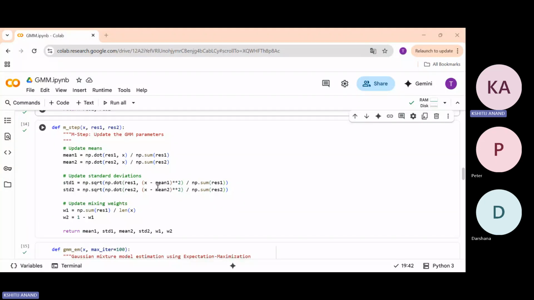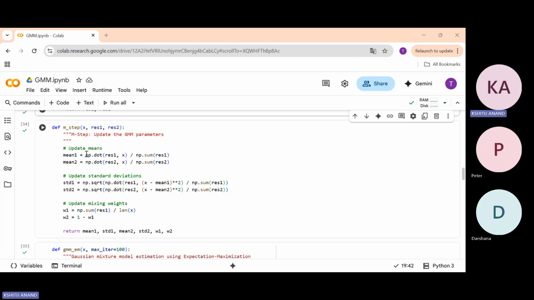So what we have done is that we have updated the mean. See, how are we updating the mean? Mean one will be updated with the RES1. What does the RES1 matrix contain? First of all, it's very important for you to understand. The RES1 matrix contains, for each of the observations, the responsibility of the first component. Similarly, RES2 tells you, for each of the observations, the responsibility of the second component, right?